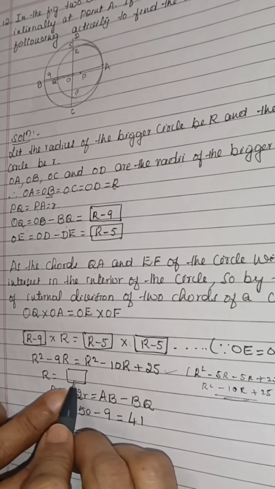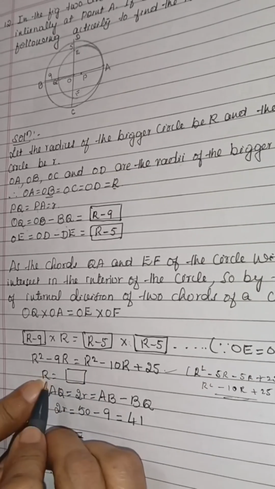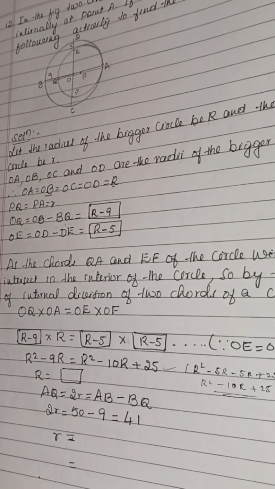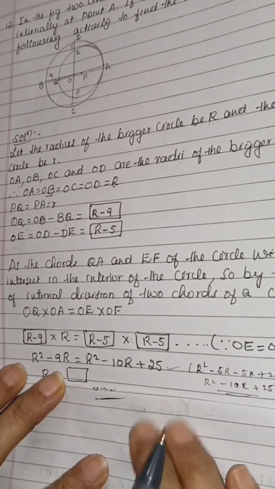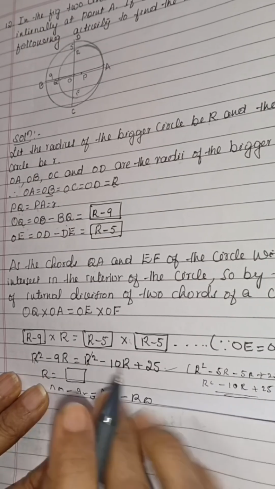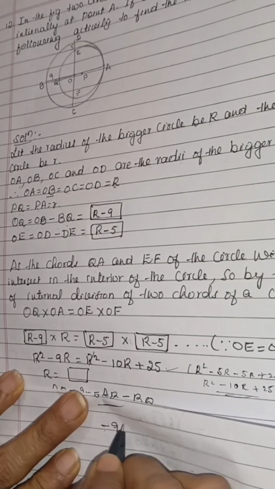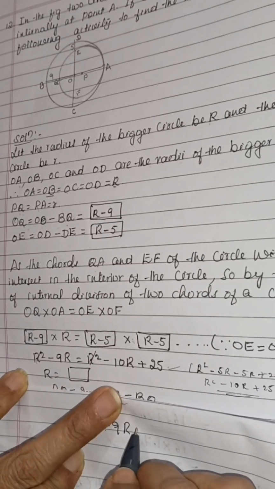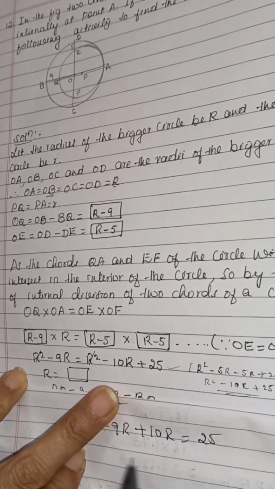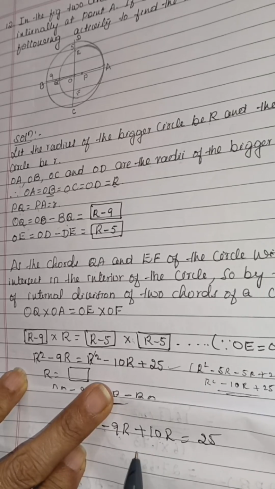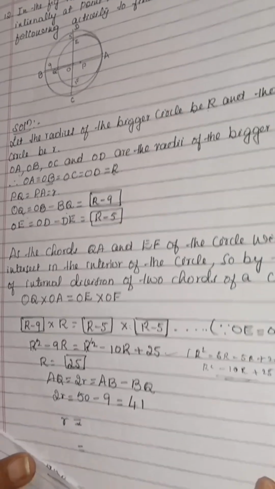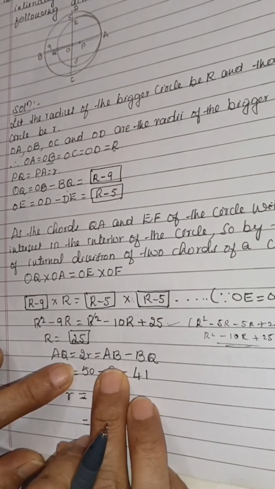So R square cancels on both sides. Bringing minus 10R to the left-hand side, it becomes plus 10R, and 25 stays as it is. Minus 9R plus 10R is R. So R is 25. Now AQ equals 2r, that is AB minus BQ.